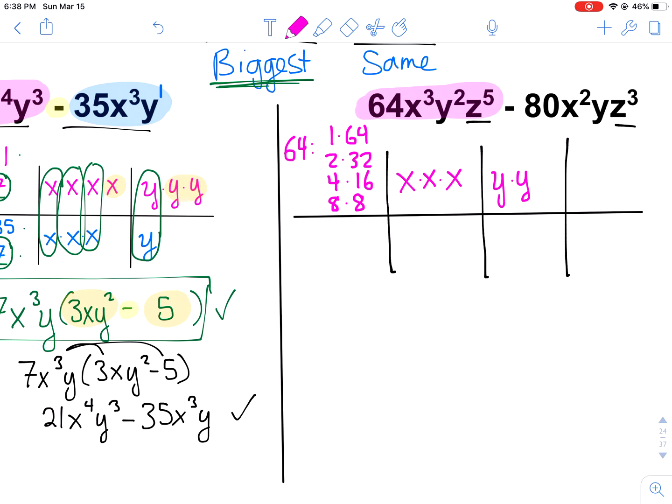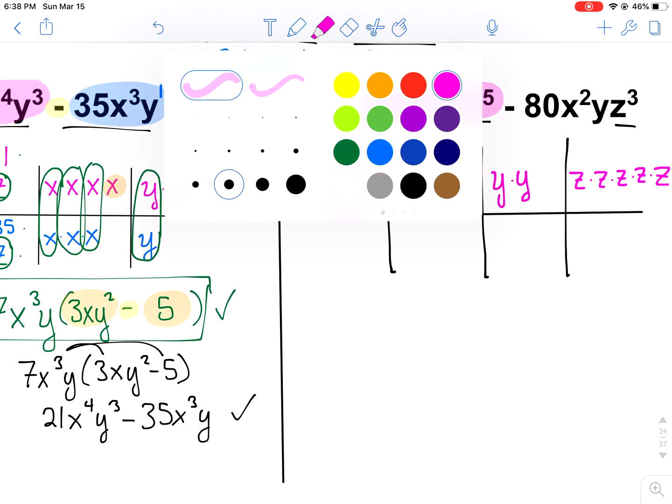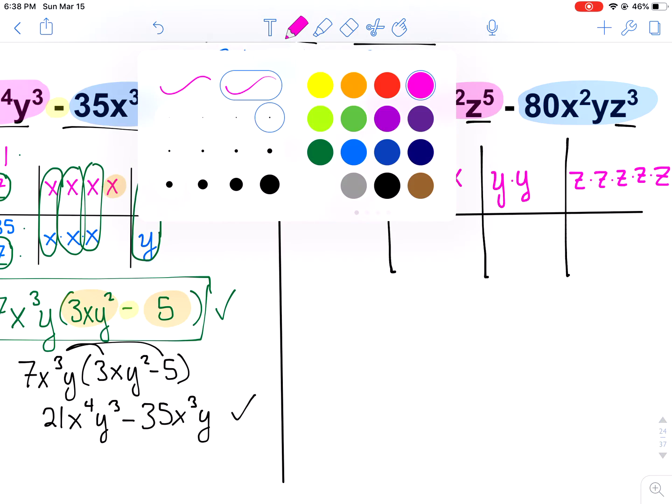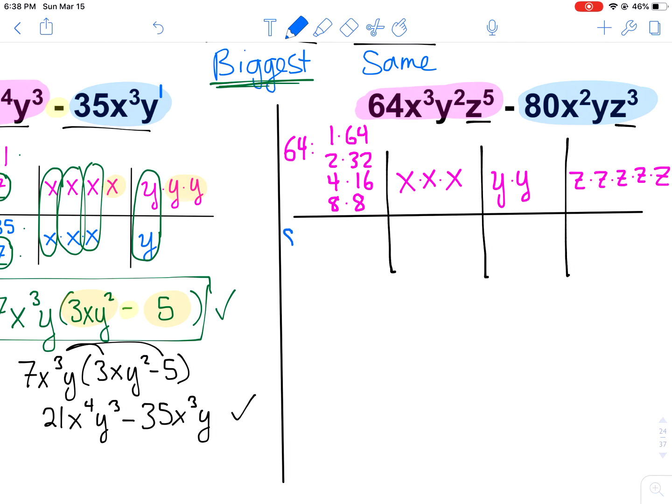Let's try that again. 1, 2, 3, 4, 5. And then on the bottom we have this term. So let's start by listing the factors of 80.